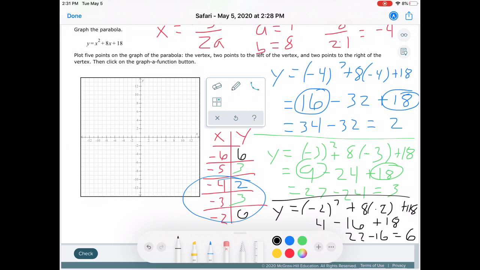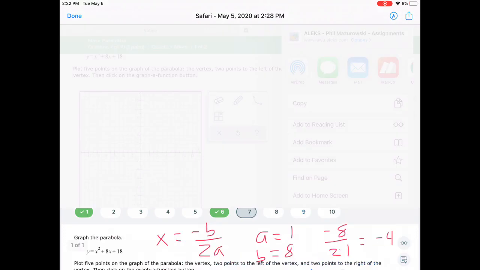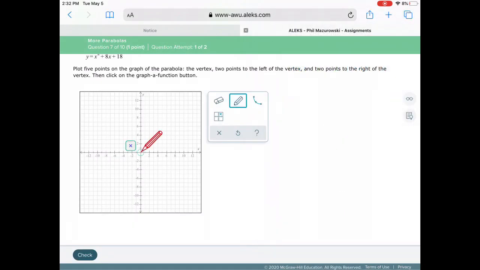here are the points we end up with. And I'm going to go ahead, once again, and write these down so I can put them onto the graph. And I'll go ahead and plot those points. Vertex was negative 4, 2. And then we had negative 3, 3, and also negative 5, 3. And then at negative 2, we went all the way up to 6. And also over to 6 at negative 6. And put our parabola in there.